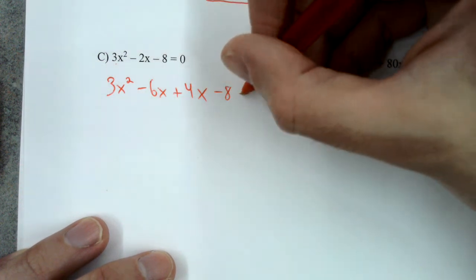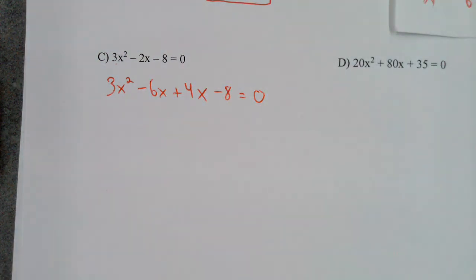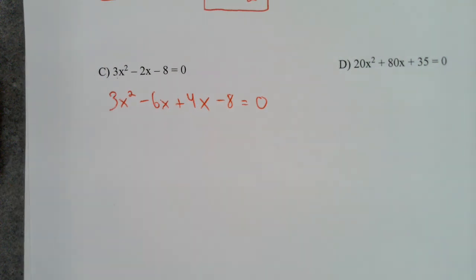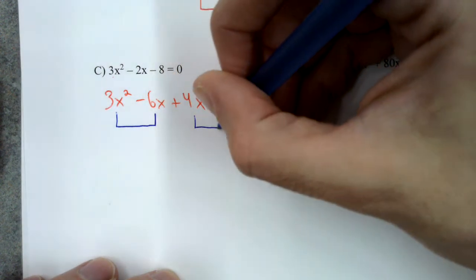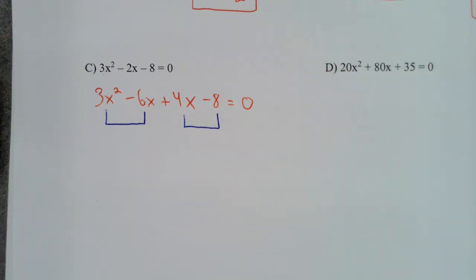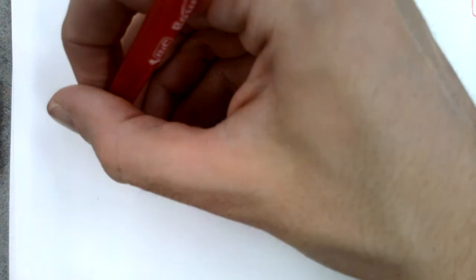Minus 8 stays, equals 0 stays. Now do factoring by grouping. Make sure your groups have something in common. So I'm going to group these two together, and I'll group these two together. First group has a GCF of 3x.